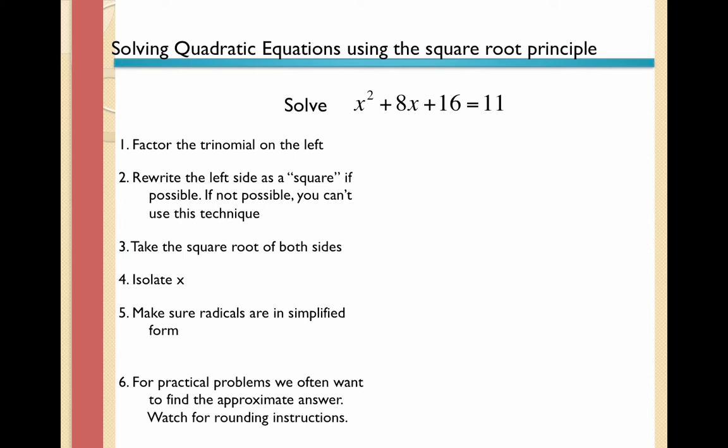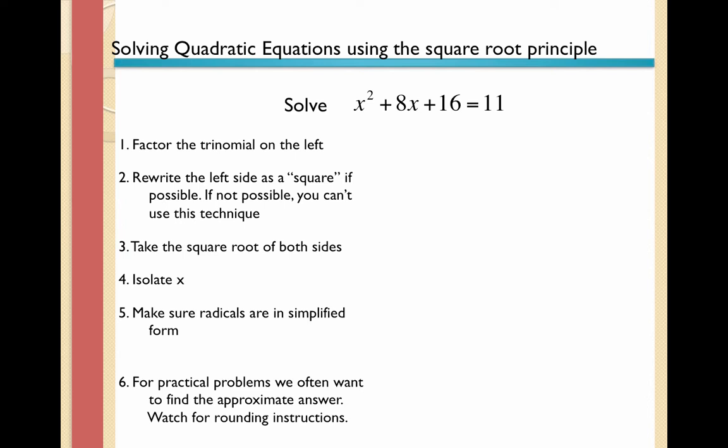Let's look at another example. This is an example of where we can use the fact that this is a perfect trinomial square. So there is an x term, and before we decide that we cannot use the square root principle because that x term is there, we want to do one last check. Could we factor this into the square of a binomial?